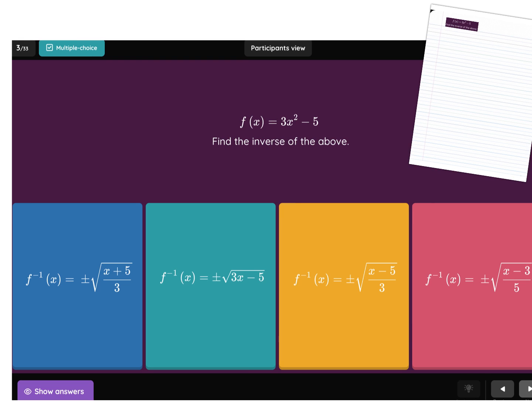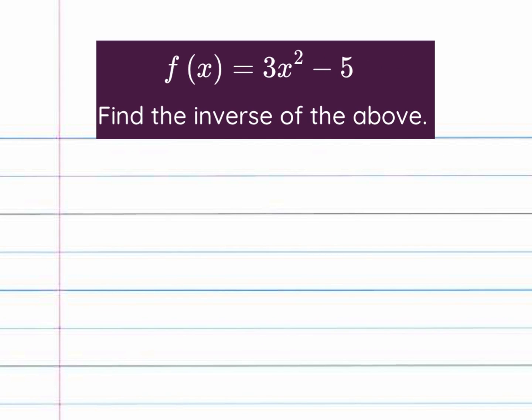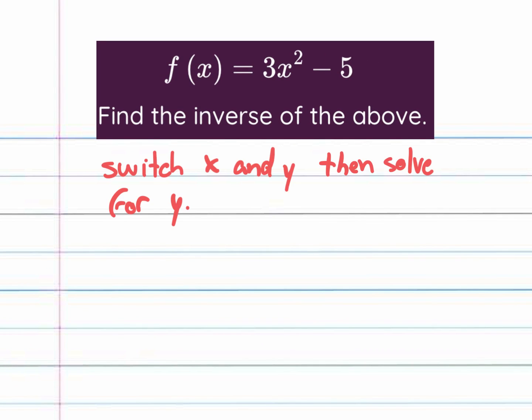Finding the inverse. I hope we remember how to find the inverse. Here's a question: how do you find the inverse? Switch x and y, then solve for y. Now you're thinking, okay, well here's x, but where's y? Remember, f of x is the same thing as y. If you wanted to, you could just put a big giant y right there.